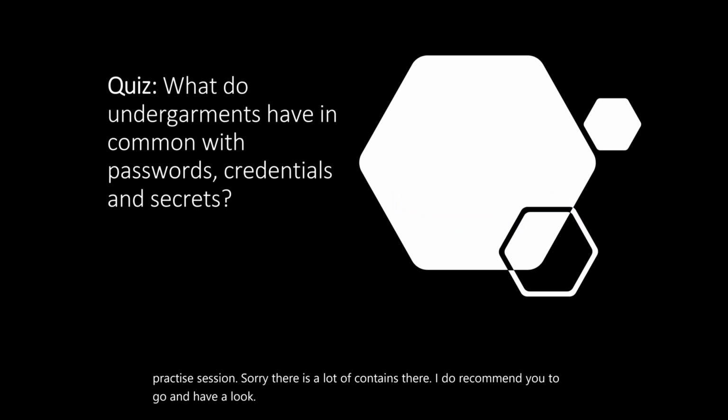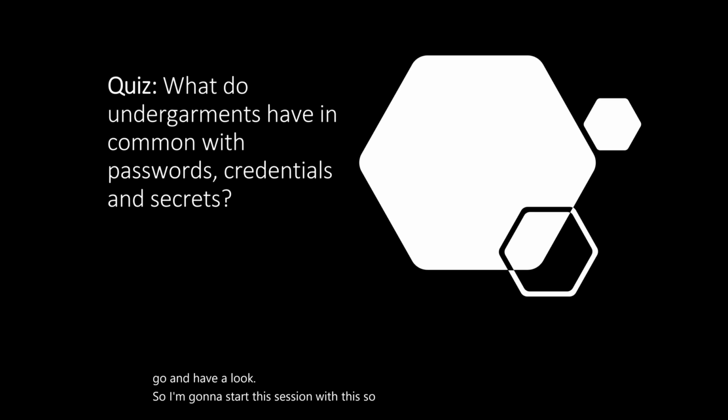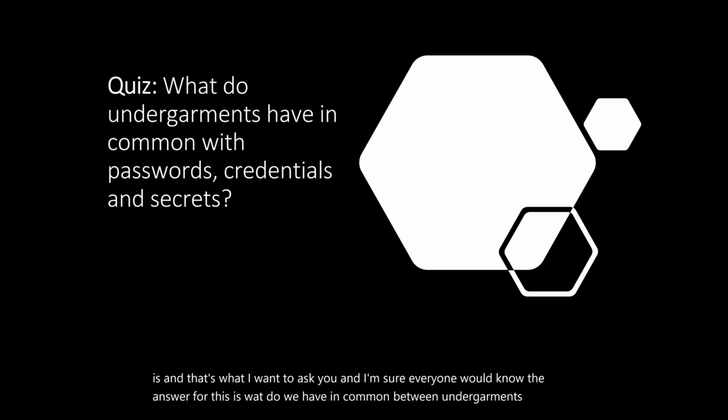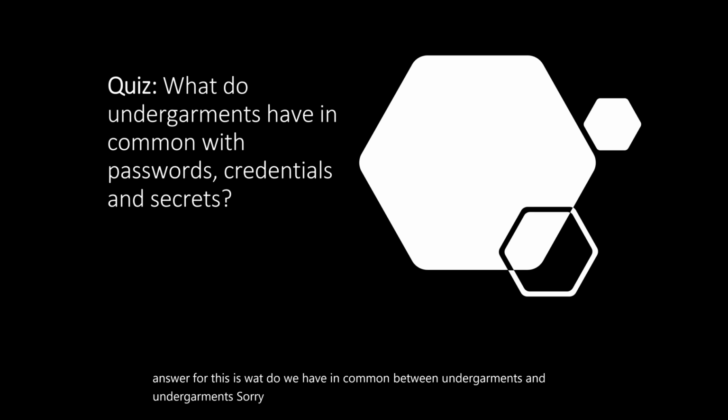So I'm gonna start this session with this. It's kind of interesting when we talk about security with different layers and at the same time in different customer sizes. But one thing in common is, and that's what I want to ask here, and I'm sure everyone would know the answer: what do we have in common between underwear and passwords and credentials? I'll give you 5 seconds to think about it, but it's very simple, right?